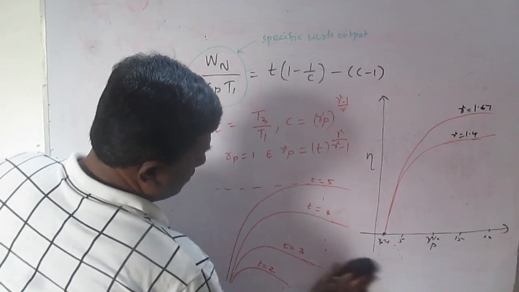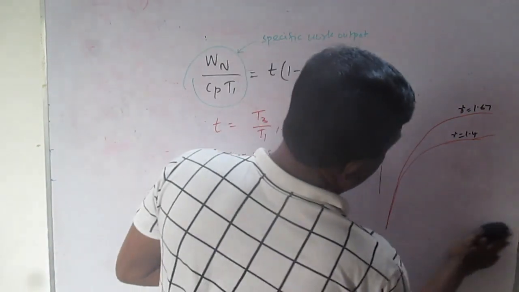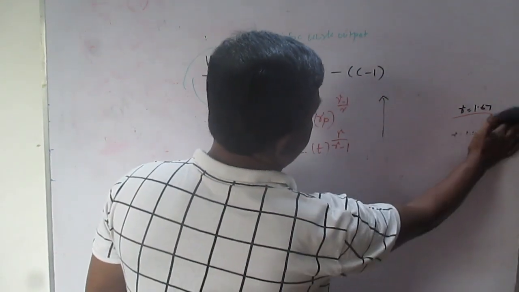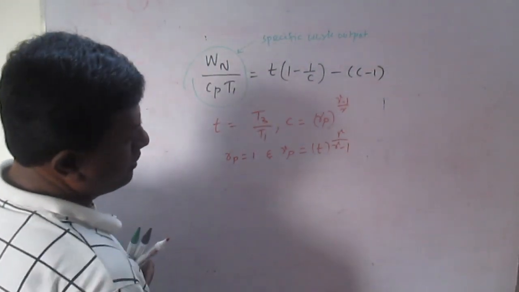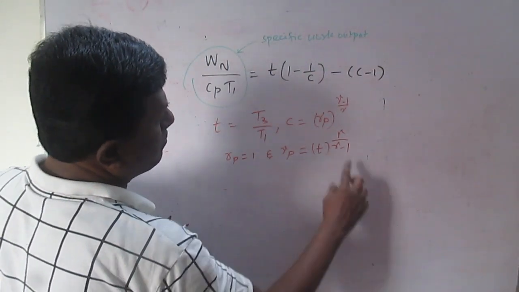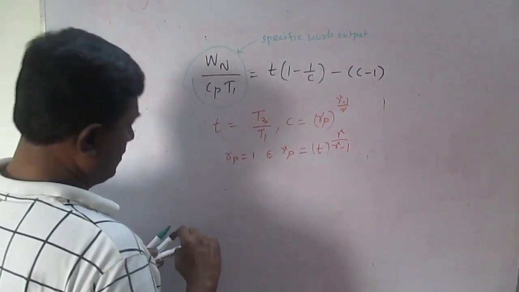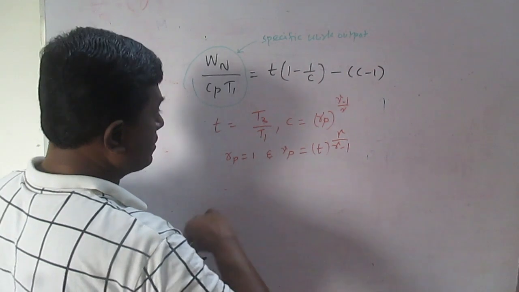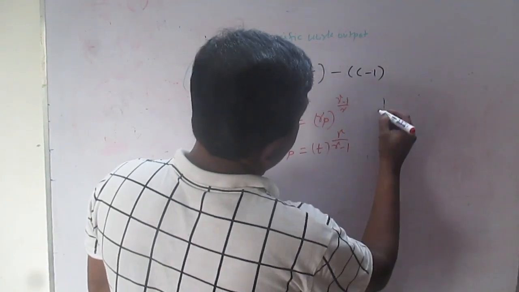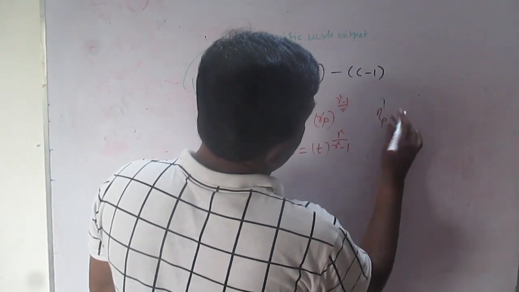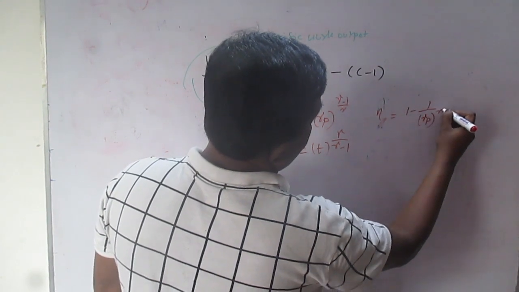So I think this specific work output graph is clear, and also this efficiency graph. We have seen that efficiency is 0 when Rp equal to 1. That we can also understand from the formula, because it is very simple: efficiency equal to 1 minus 1 by Rp power gamma minus 1 by gamma.